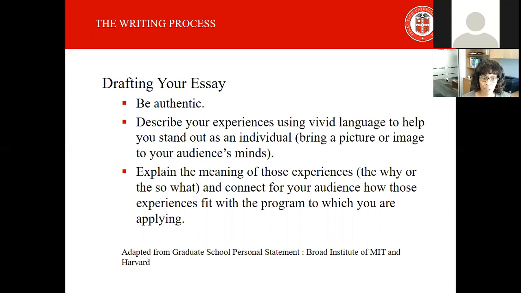Explain the meaning of your experiences and connect them for your audience, as far as how they fit with the program and so forth. So when you talk about an experience, you want to think about the why or the so what. In other words, why am I including this experience? And what's the so what behind this experience? You want to make that connection directly for your audience. So you want to avoid assuming that the audience will know why you included that experience. You want to make it clear to them through the picture that you're creating, through the story that you're telling, why that experience is important and how it makes you a good fit for the program.